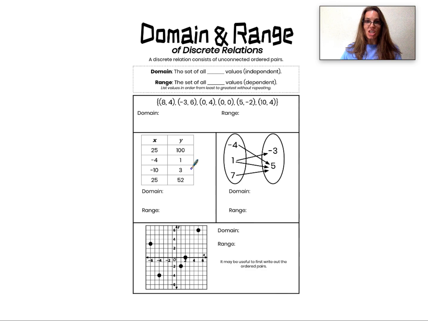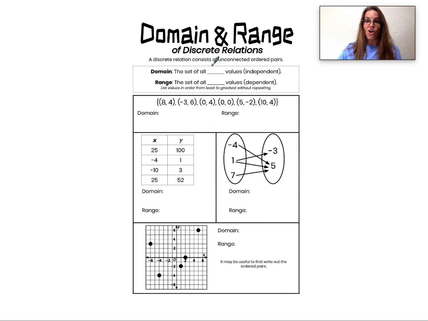Domain and range of discrete relations, where a discrete relation is just a relation consisting of a set of ordered pairs. What a discrete relation is will make more sense once you know what a continuous relation is. So let's focus more on the domain and range part. Domain and range are words that you will use throughout your upper level math classes.